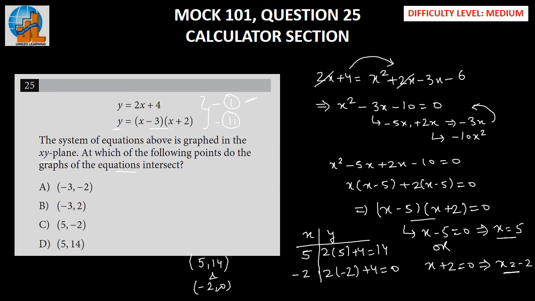So let's look at the options here and see which one is the right answer. Once I see, option D is the right answer, because we have got (5, 14) here as well.